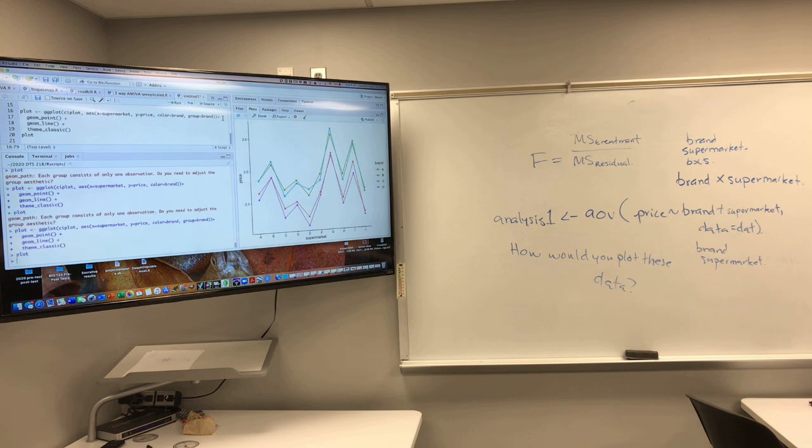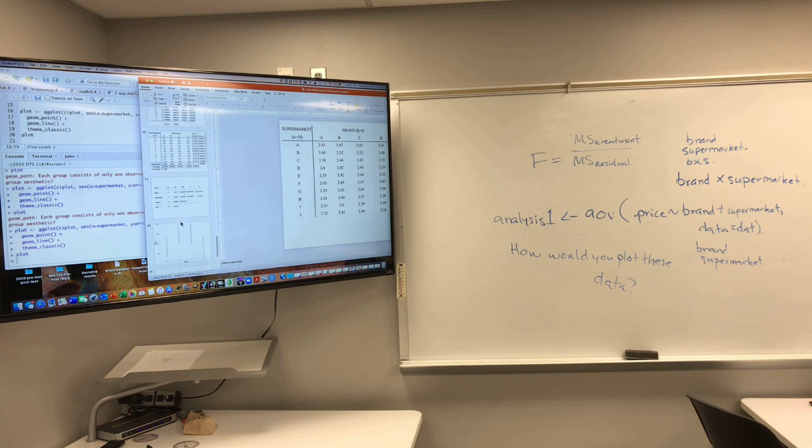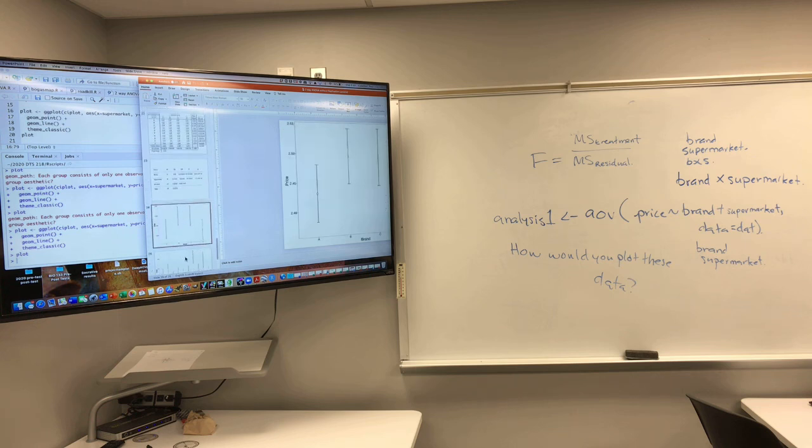So how would you go about plotting this in a different way? And it may mean that you need to regenerate summarySE output in order to create graphs that are more along the lines of this and more along the lines of this, as opposed to this, which is what we just generated. Okay?